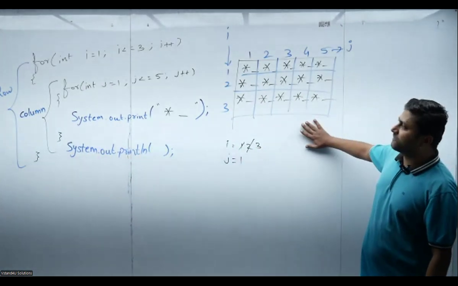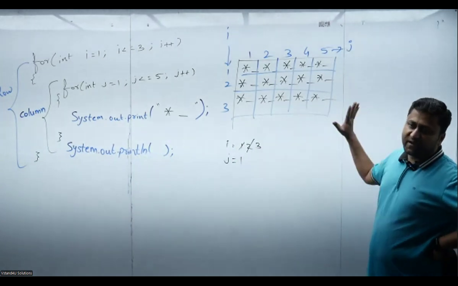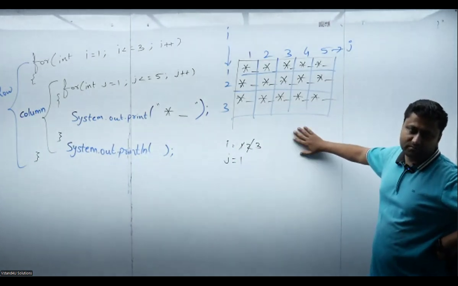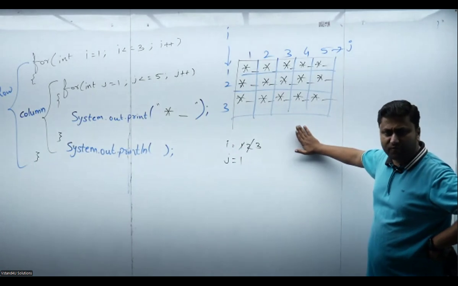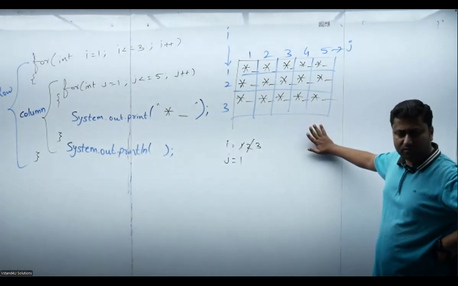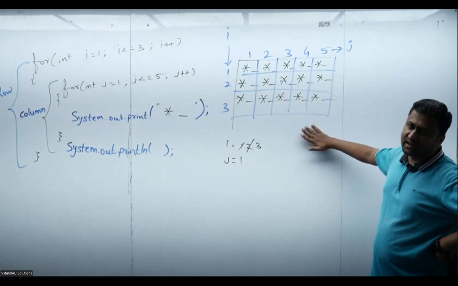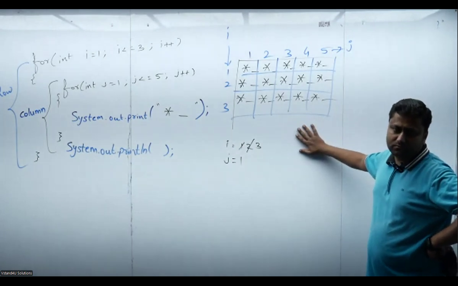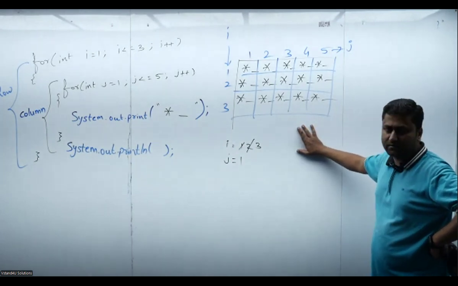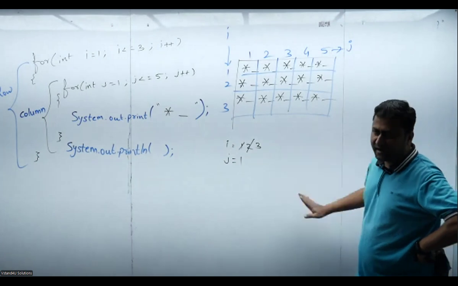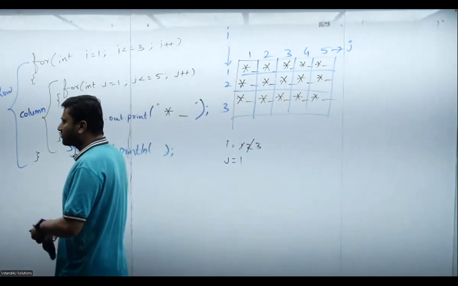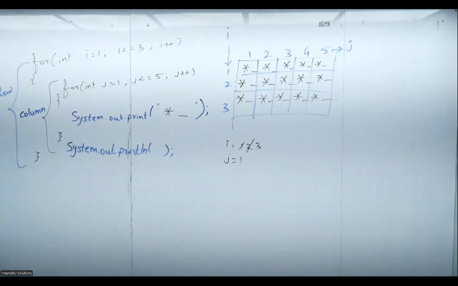Sir, if I need to print 5 by 5, 5 rows, 5 columns, I less or equal to 5, J is less or equal to 5, no confusion. Sir, 3 by 4: I is less or equal to 3, J is less or equal to 4. Pakka clear? Online folks, how about you? Crystal clear?